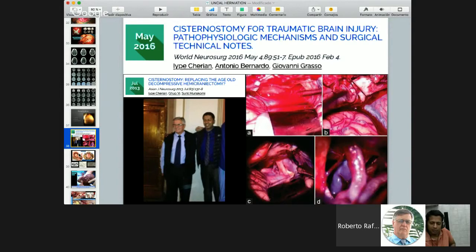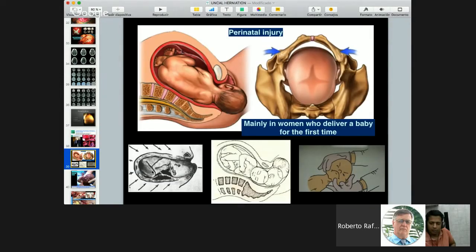Another important point: trauma of the temporal lobe, mainly in the hippocampus, occurs during delivery, mainly in women who deliver a baby for the first time, because there is a narrow delivery canal, and the head of the baby can suffer some grade of injury.